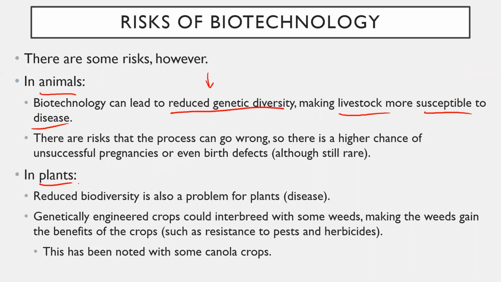Now in plants, the idea of reduced biodiversity is also a problem for plants. So in other words, plants can get disease as well. If they all have the same gene, then it can affect the whole plant. Going back to the concept of bananas, remember I told you all bananas are actually genetic clones of each other. So it's not just that they have one certain gene, they are literally genetically identical 100%. They have the same DNA all around.